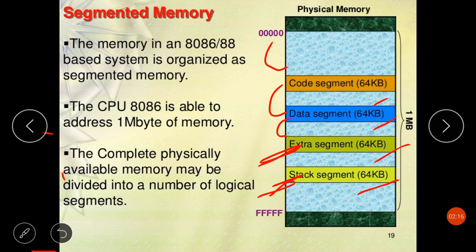To address a specific memory location within a segment, we need an offset address. So if I need to access any memory location within a segment, I need an offset address. The offset address is also 16 bits wide, and it is provided by one of the associated pointer or index registers, as I've already discussed. I'm reminding you, those pointer and index registers are used for storing the offset address.